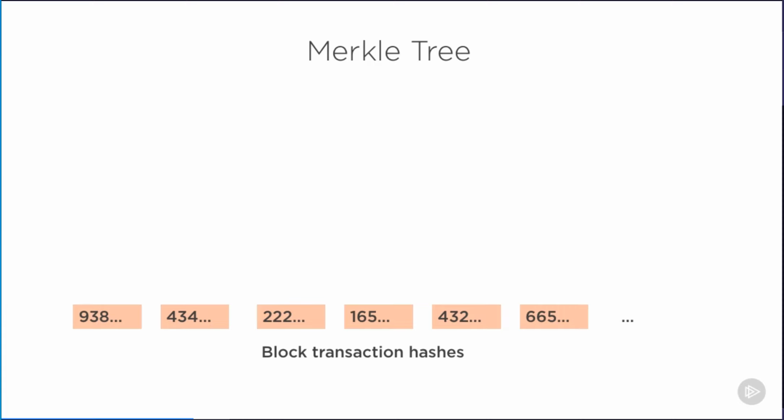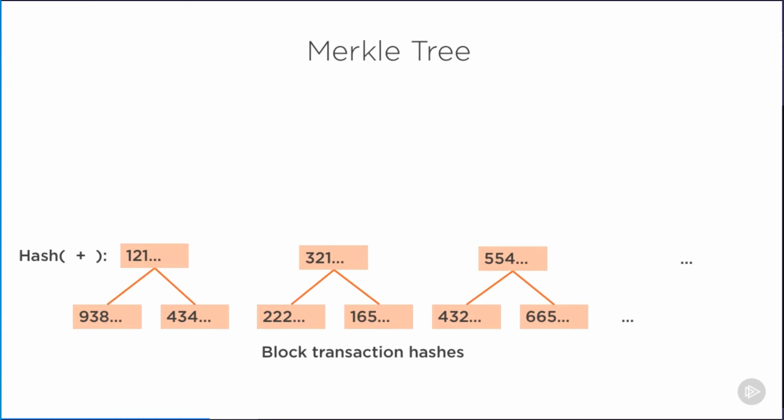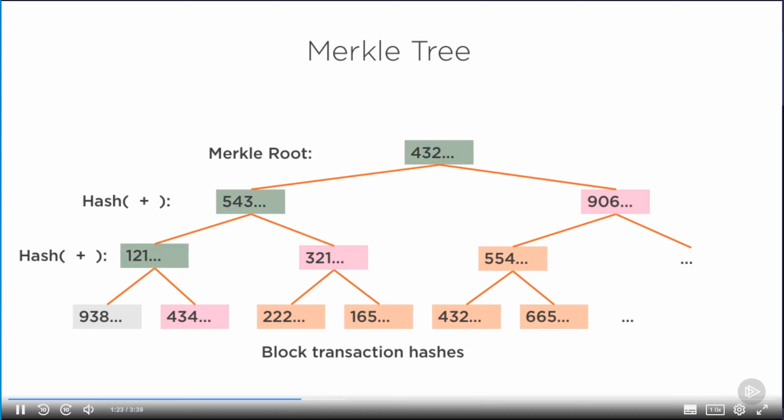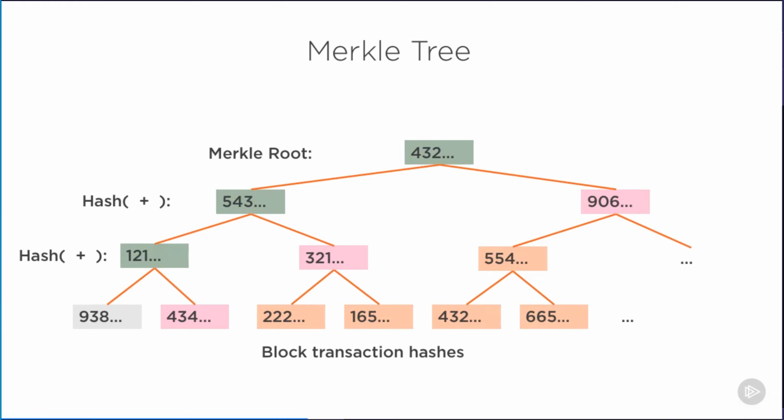A Merkle tree divides up every transaction in a block into pairs and then creates a hash of those transactions. Those hashes are then paired and hashed all the way up to a single root. To verify that a transaction is in a block, the full node only needs to send enough hashes so that you can obtain the Merkle root from that transaction. To verify 938, I would need 434, 321, and 906, and then calculate 121, 543, and 432, the root.